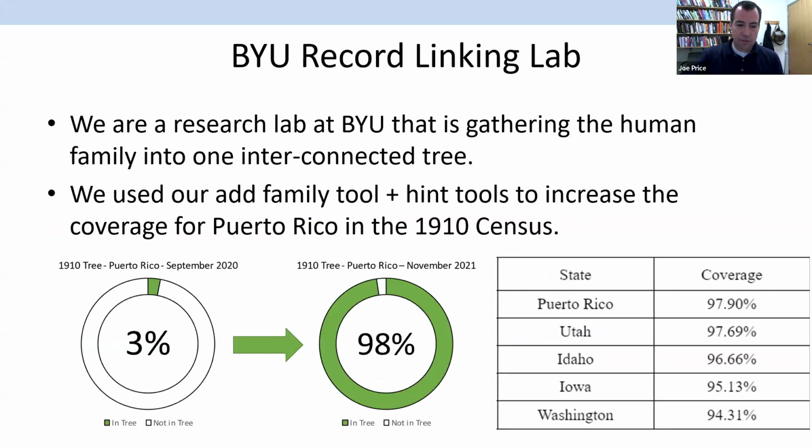And so we started at 3%. This was back in September 2020. And then by November 2021, we had achieved about 88 or 98% coverage. And actually, I thought it was interesting that we calculated coverage rates in November 2021 by state. And you can see that Puerto Rico had actually edged out Utah by just a bit, and Idaho and Iowa and some of the other states that already have really good coverage.